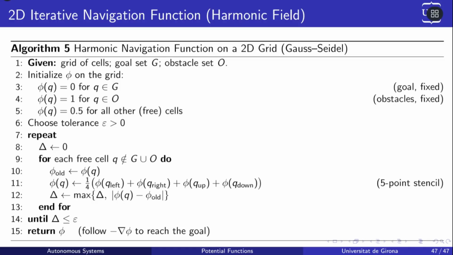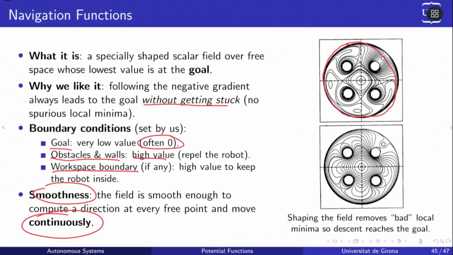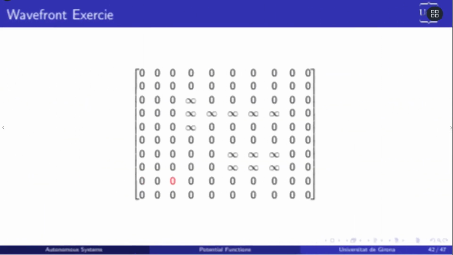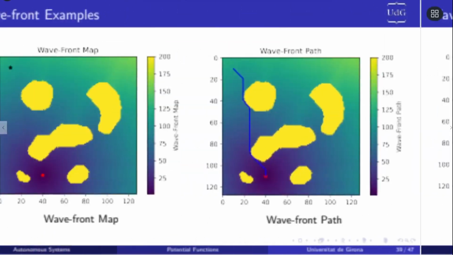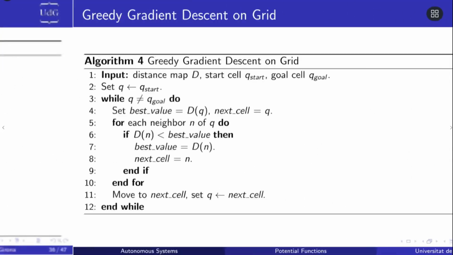Again, there is a simplification here because we are using this for a grid environment, while the nice thing about navigation functions is that they are continuous and therefore can work not only in a grid environment. But as I told you, this is just a small introduction to what a navigation function is, and what I want you to be able to implement is the wavefront planner. This algorithm, not the other one, this one especially.